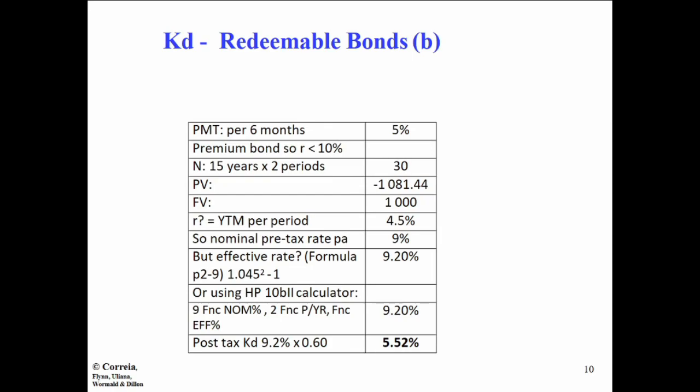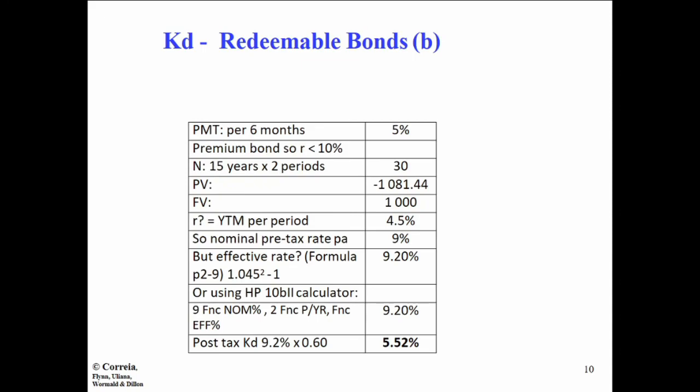So if we want to calculate the yield to maturity, we can do that by inputting the various inputs into a financial calculator. So these bonds have 15 years to maturity, and because a period is 6 months, it means there are 30 periods. So you will input 30 into your financial calculator. The present value is the price of R1,081.44. The future value is R1,000. So if you input that into your financial calculator, you'll get the yield to maturity per period of 4.5%.